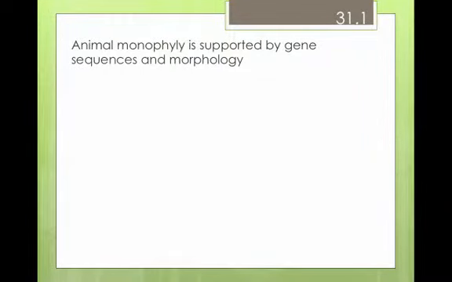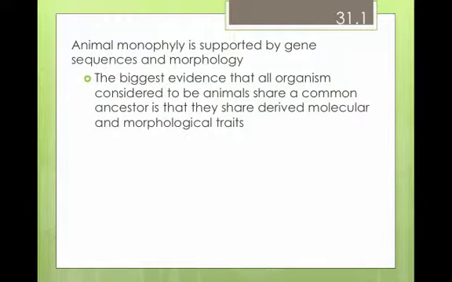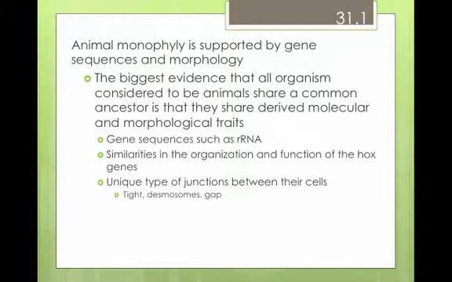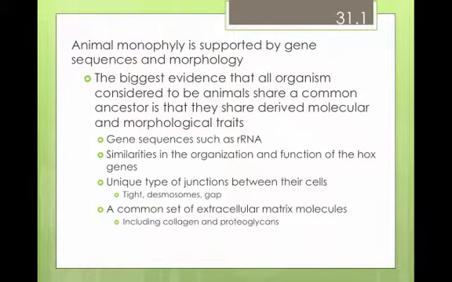Alright, so animal monophyly is supported by gene sequences and morphology. The biggest evidence that all organisms considered to be animals share one common ancestor is that they share derived molecular and morphological traits. For example, gene sequences such as rRNA, similarities in the organization and function of the Hox genes, unique types of junctions between their cells, like tight junctions, desmosomes, and gap junctions, and a common set of extracellular matrix molecules, such as collagen and proteoglycans. Right here, you should already know what Hox genes, these junctions, and proteoglycans are. If you don't, take a second to go back and review them before you move on.